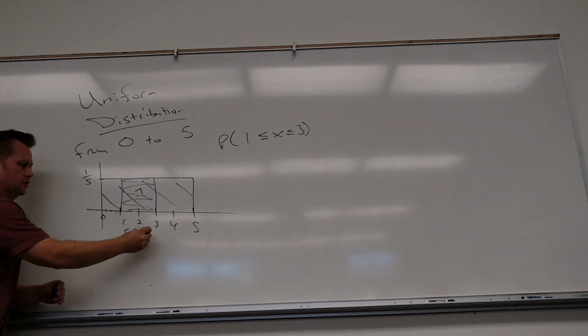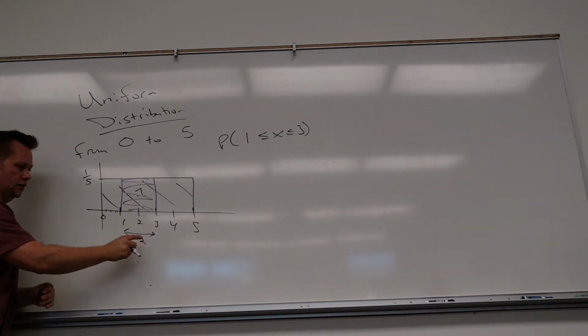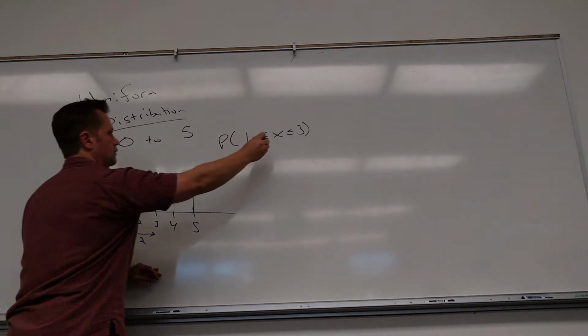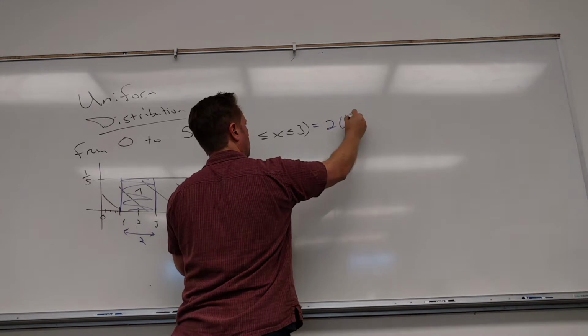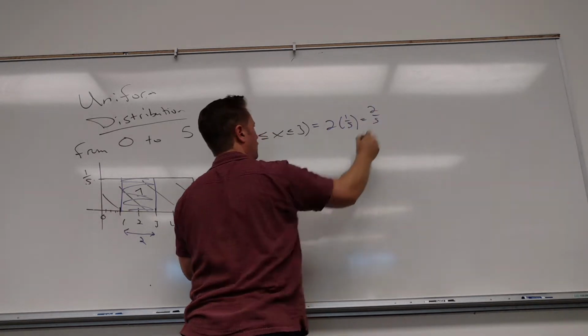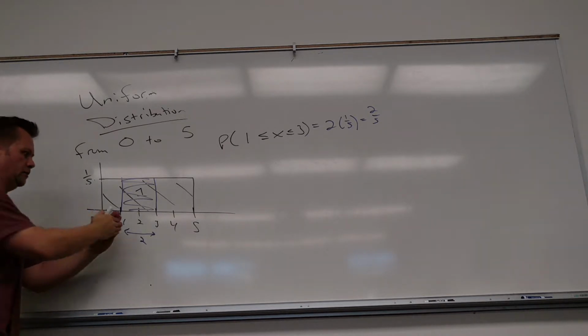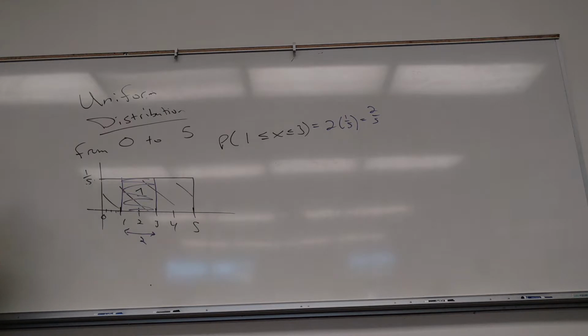Well, how wide is it? 3/5. Yeah, so it's 2 wide times 1/5 tall, which is 2/5. So it's a 2/5 chance. So with uniform probabilities, even if they don't give you the height, it's easy to find the height. You do 1 divided by how wide it is. That's got to be what the height is, because overall it's got to be 1.